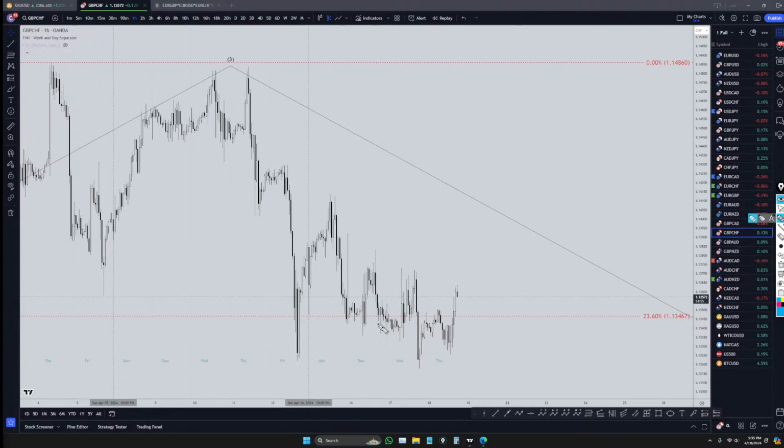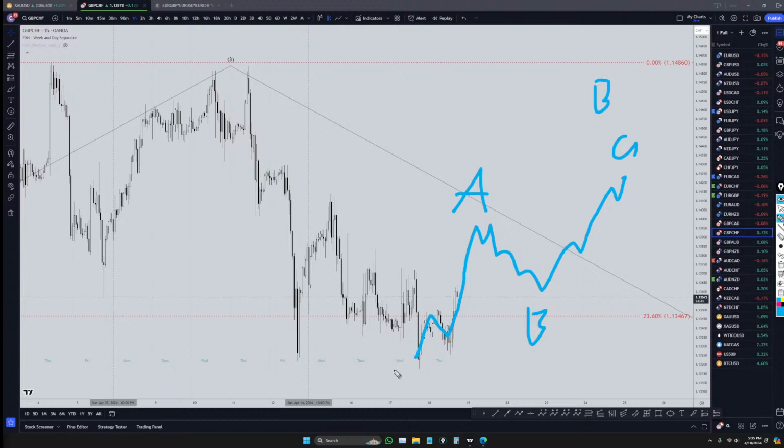So what I think and what I hope is going on here is I think we're gonna make an ABC correction on the pound Swiss over the next probably sometime next week. This will be completed, A, B, C. This is an A, and then eventually it's probably gonna go back down for the bigger wave C, like I was just explaining on the higher time frames.